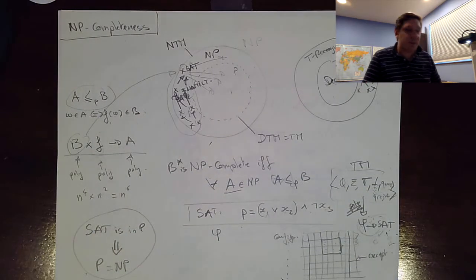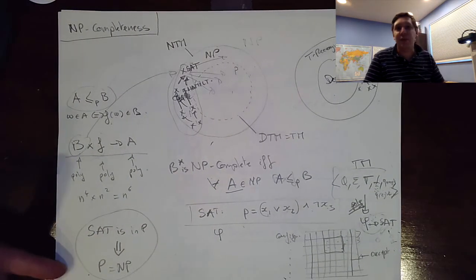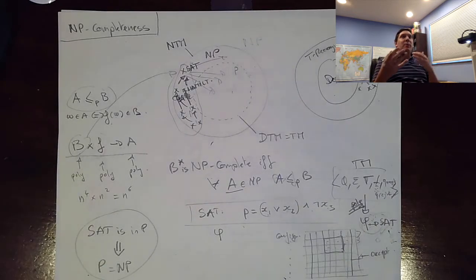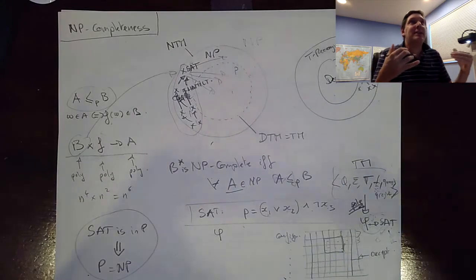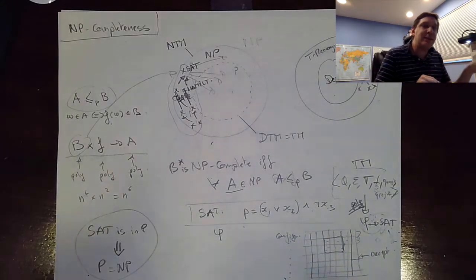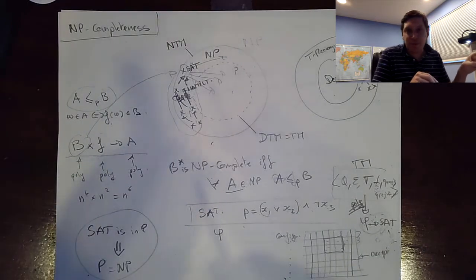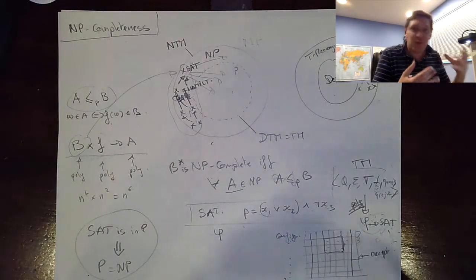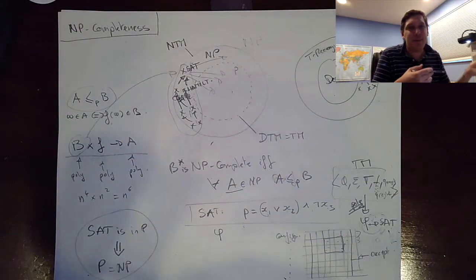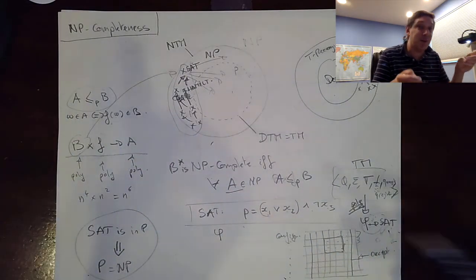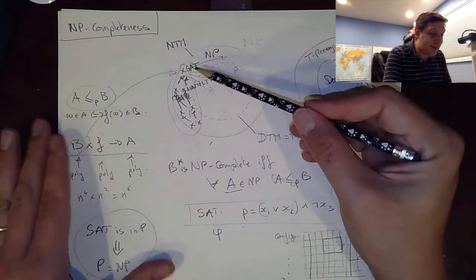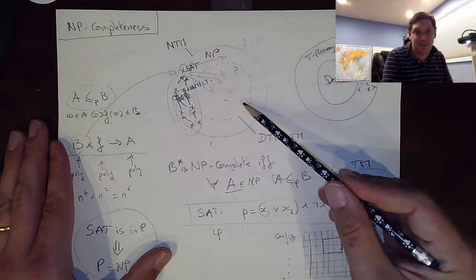So another way to put it is to say if SAT is in P, then everything is in P. So we're using this mechanism to say we don't know if P equals NP, but we know that if some problems have to be in NP and not in P, these are the problems. Because if these problems are in P, everything is in P. So basically we say that if these problems are easy, everything is easy.